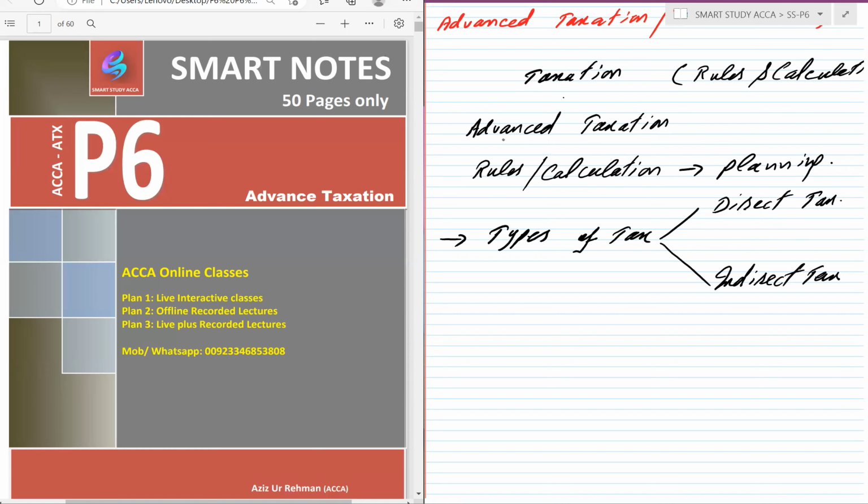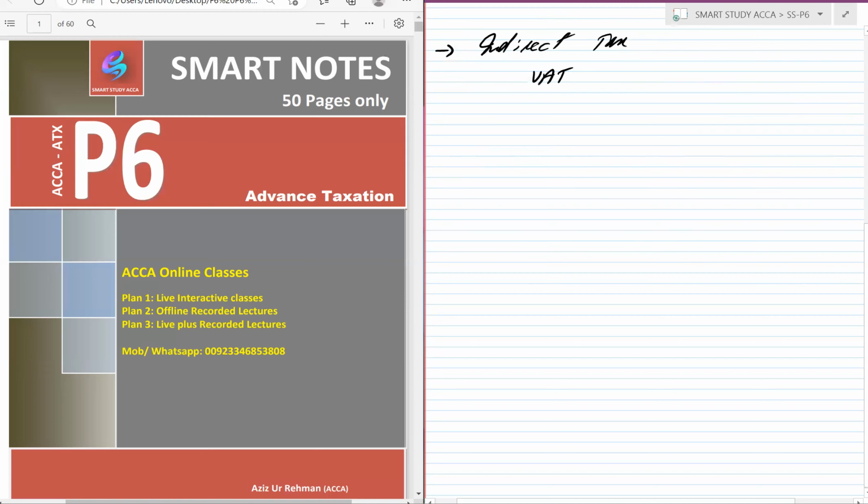There are a few types of direct tax and indirect tax in our syllabus. If we start with indirect tax, the only type is VAT, value added tax. So we are going to discuss value added tax in our syllabus. Alternatively, if we look at direct tax, there are multiple types in our syllabus.